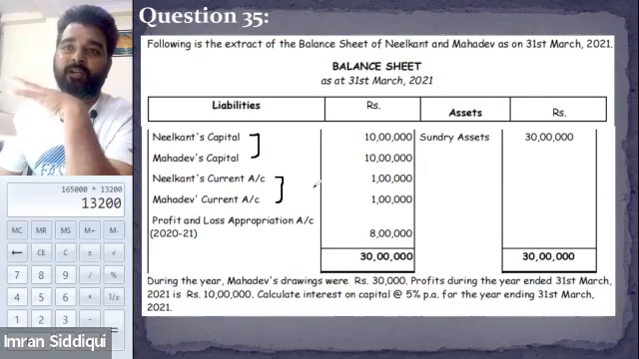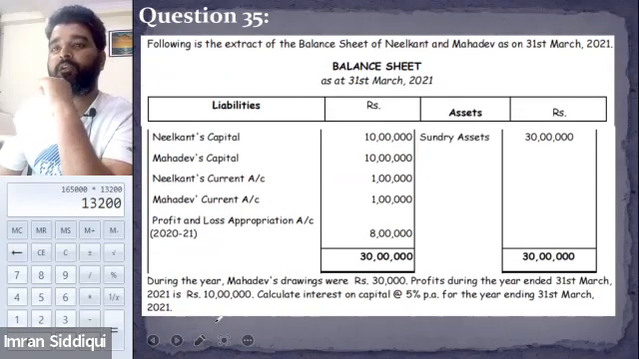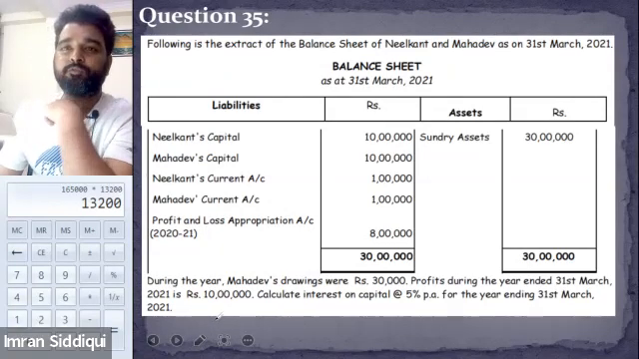Whenever there is a current account balance given in the question, you can easily identify that this firm must have been maintaining the capital accounts of the partners as per the fixed capital method. Now listen to me very carefully. Whenever you have two types of capital balances given in the question, current account and capital account balance, then you will always calculate interest on capital on the capital account balance.